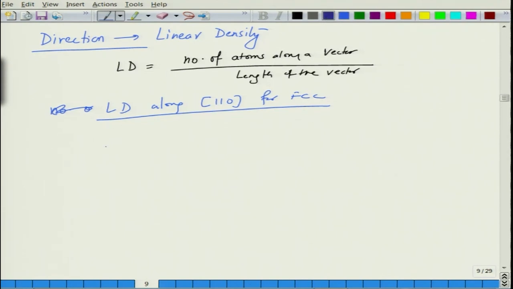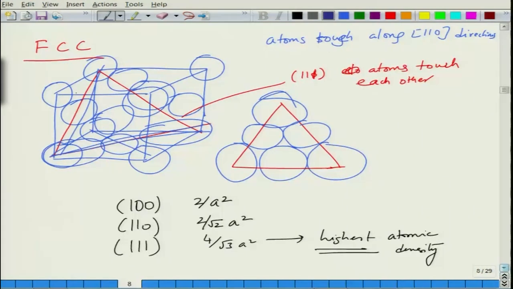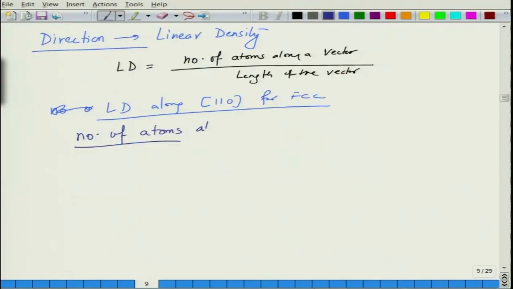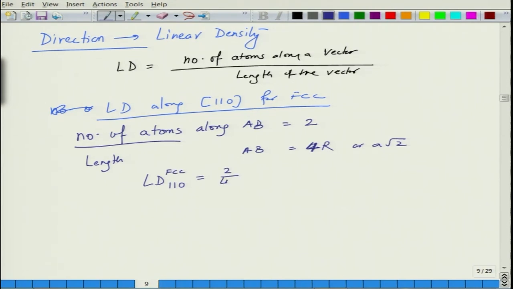For FCC, if you go to the previous picture, this is the direction 110. If you take along this AB, the number of atoms along AB is equal to 2, and the length of AB is equal to 4R or A root 2. So LD along 110 for FCC will be equal to 2 divided by 4R, or 1 divided by 2R. You can also work out LD along 100, which will be square root 2 divided by 4R. I will leave it to you as homework.